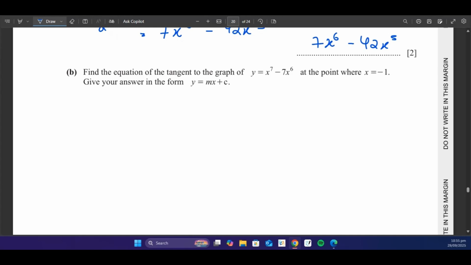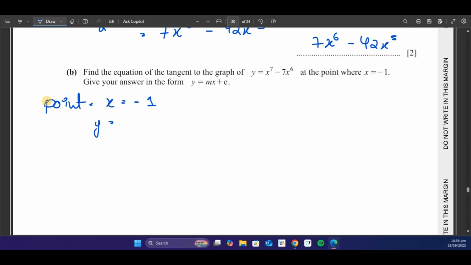Find the equation of the tangent to the graph of y equals x^7 minus 7x^6 at the point where x equals minus 1. Give your answer in the form y equals mx plus c. Alright, so the point that we have is x equals minus 1.